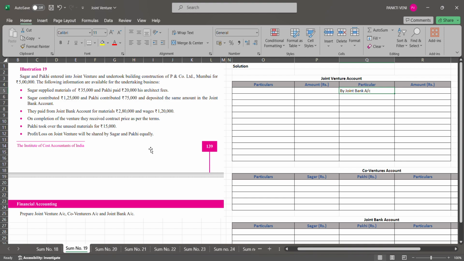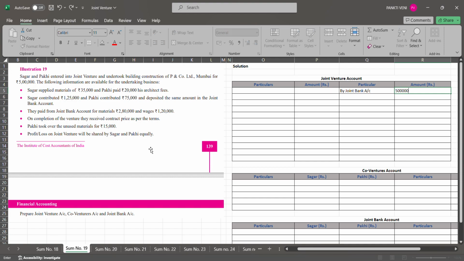So here we have the joint bank account, joint venture account and co-venturer account. We are supposed to prepare the joint bank account, joint venture account and co-venturer account. Let us go for the joint venture account first. First transaction first: Sagar and Paki entered into a joint venture and undertook a building construction of PN Company Limited, Mumbai for rupees 5 lakhs. So they are undertaking construction of a building and the value is 5 lakh rupees.